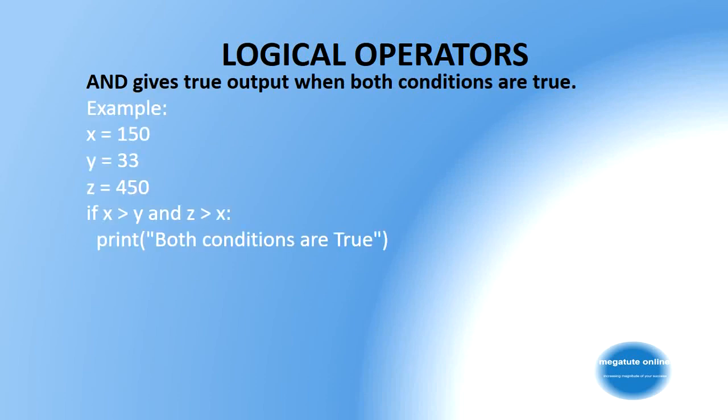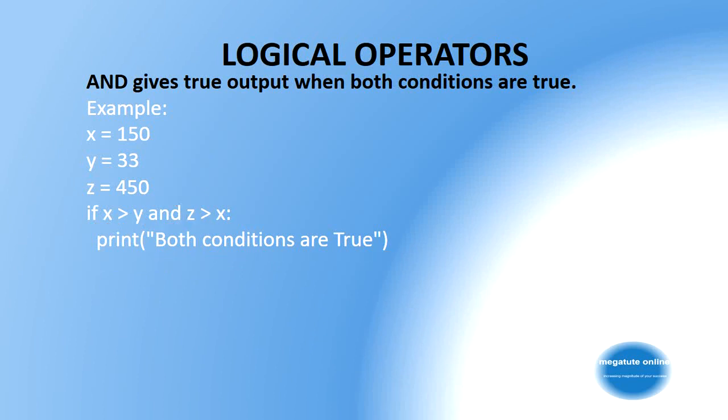As clearly visible in this particular example, I have stored x 150, y 33, z 450, and then I'm checking two conditions, and I have joined them by using the AND operator. So these logical operators are used to join two or more conditions together along with the same if. All right. So here it will give you output if both conditions happen to be true.